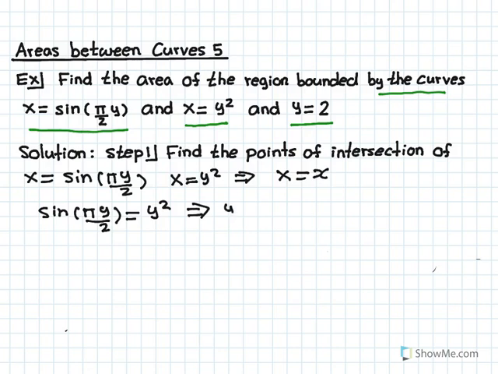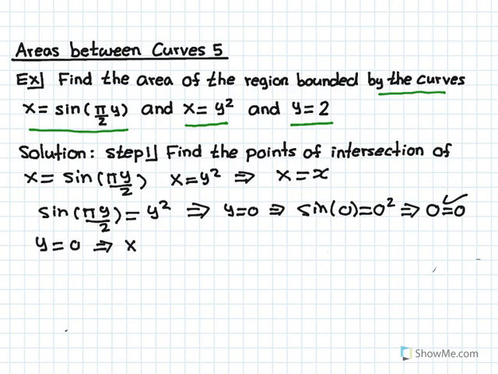So let's put y equals 0. If we put y equals 0 into this equation, we'll get sine of pi over 2 times 0, that's 0, is equal to 0 squared. Well, sine of 0 is 0. 0 squared is 0. That checks out. That means y equals 0 is a y coordinate of a point of intersection. Let's substitute this into x equals y squared, and we get x equals 0. So now we have a pair of xy coordinates, (0, 0), as one of the points of intersection.